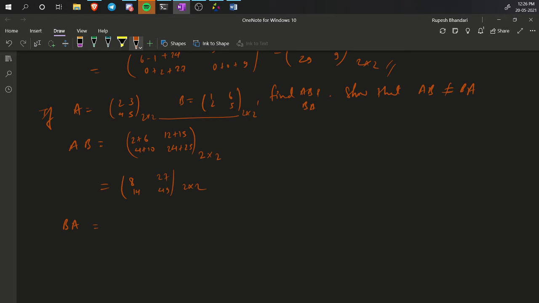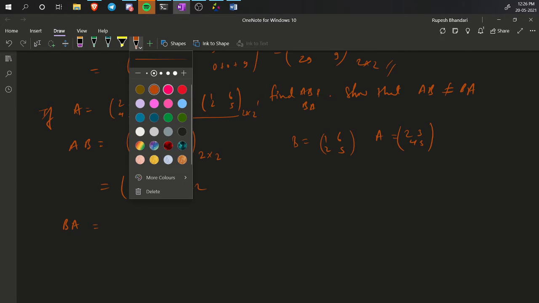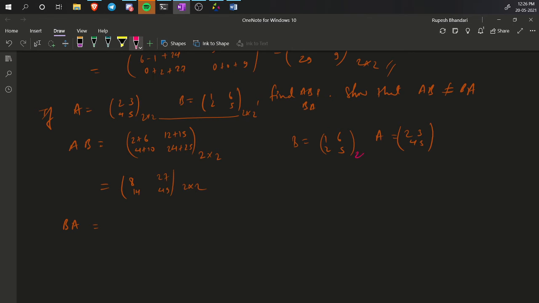So BA is basically B equals 1, 2, 6, 5, right? A equals 2, 3, 4, 5. So what's the matrix order? 2 by 2 and 2 by 2, right? 2 and 2 are common, that means it's multipliable. What will be the order of the new matrix? 2 by 2, right? Based on the rows of the first matrix and the columns of the second matrix.